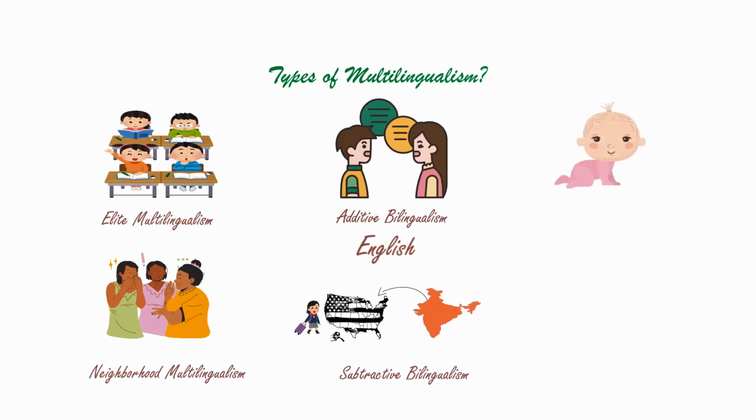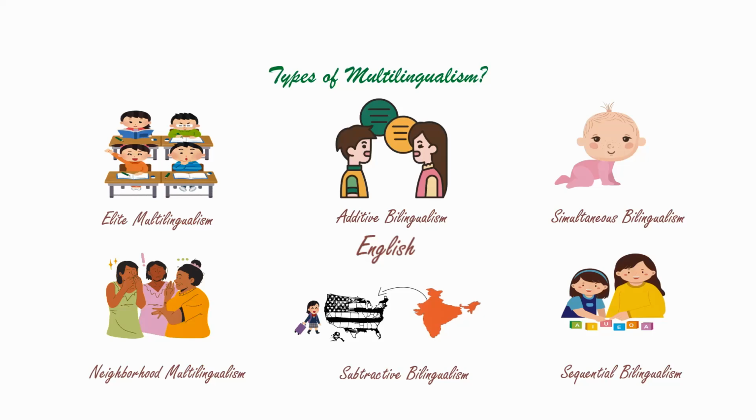If a child hears 2 languages from birth, it's called simultaneous bilingualism. However, if they first learn one language and then another, that is called sequential bilingualism. In both cases, children can become fluent depending on how much they use each language.